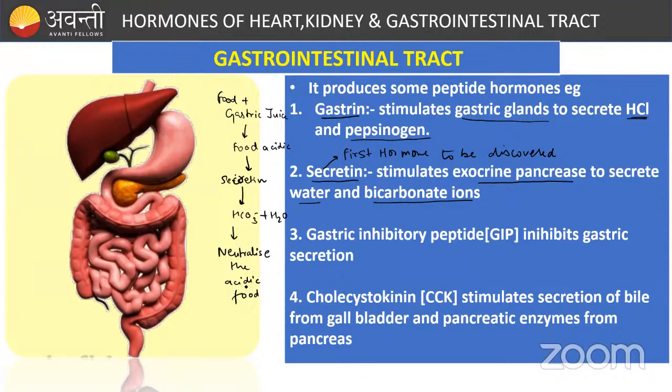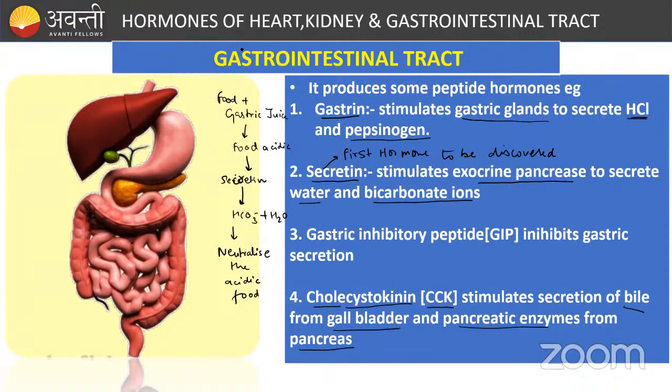Number 3 is gastric inhibitory peptide hormone, which inhibits gastric secretion. It's very simple, as the name suggests: gastric inhibitory peptide. That means it works to inhibit gastric secretion. Now your fourth one is cholecystokinin, also abbreviated as CCK. It stimulates the secretion of bile from your gallbladder and pancreatic enzymes from the pancreas.